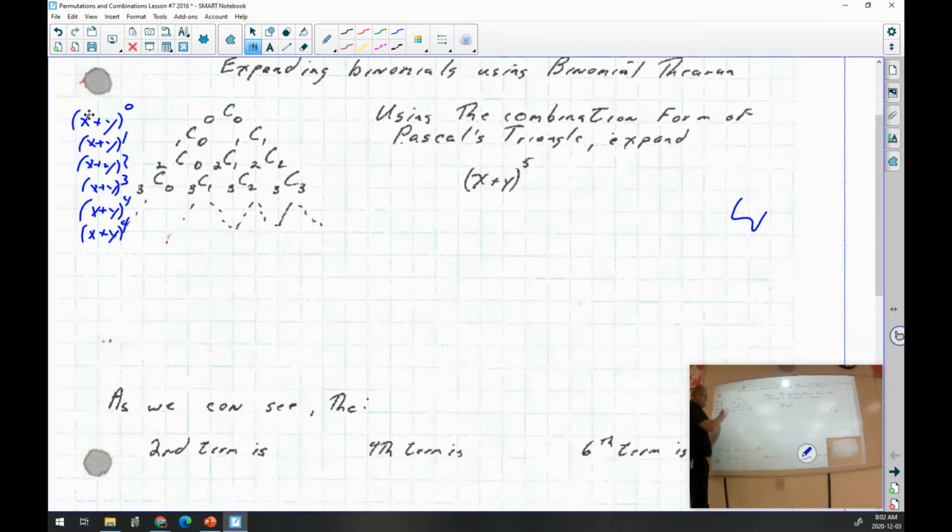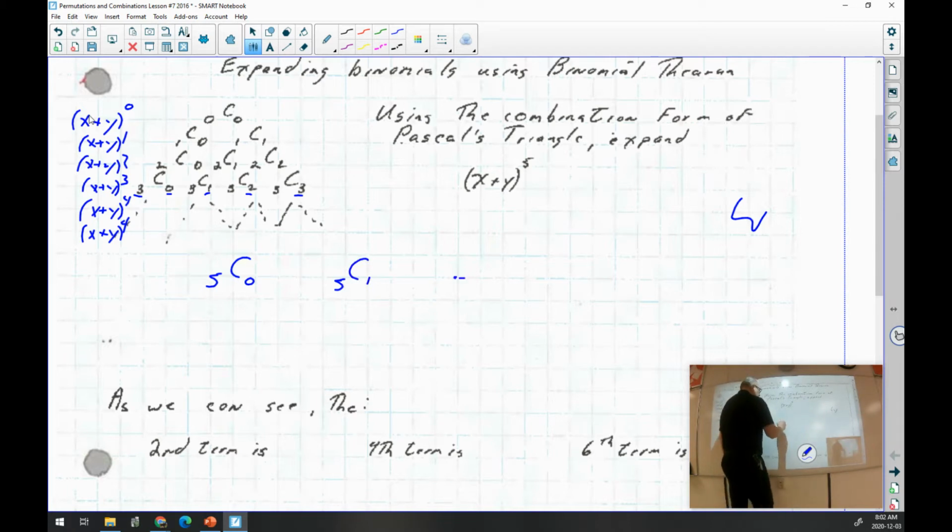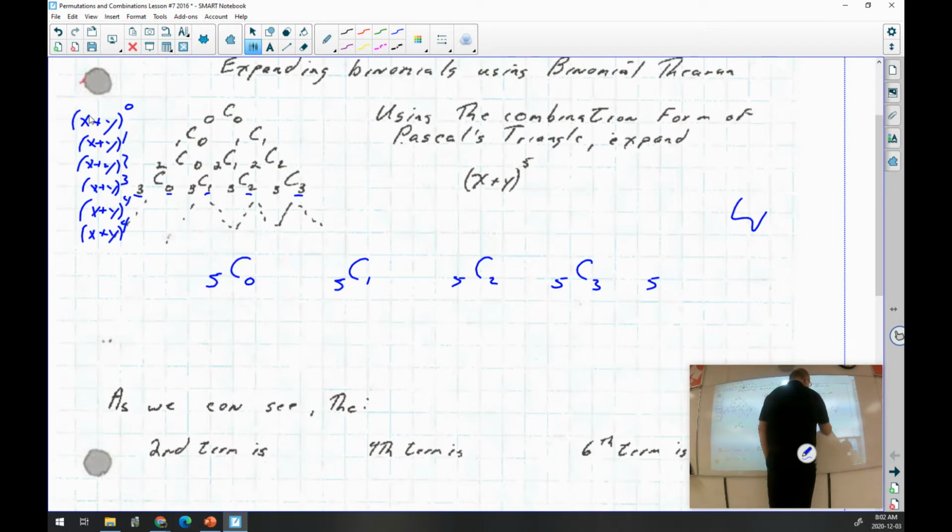If we look at (x + y) cubed, it starts with 3 choose 0, and the k value increases until you eventually get to 3 choose 3. We're going to put the same pattern here for the coefficients. We're going to start with 5 choose 0, 5 choose 1, 5 choose 2, 5 choose 3, 5 choose 4, etc.